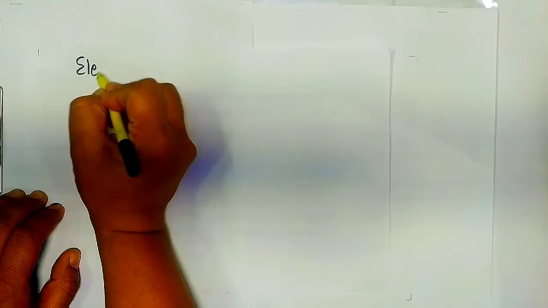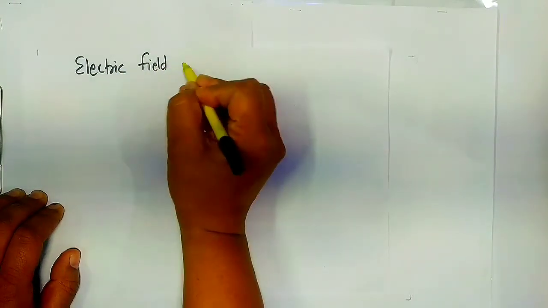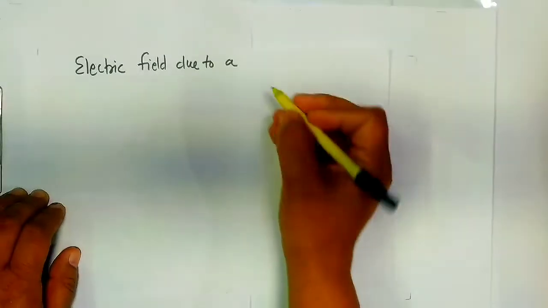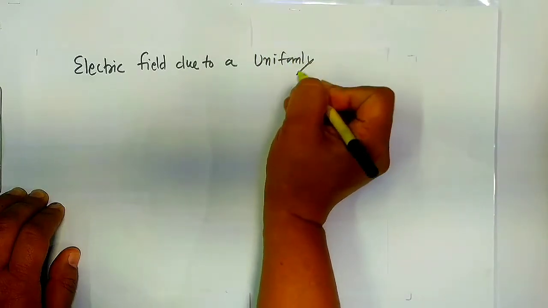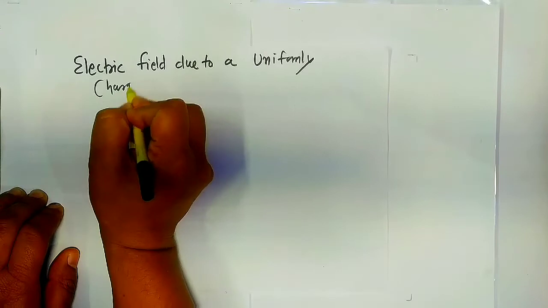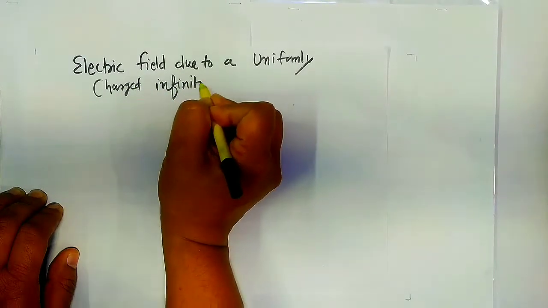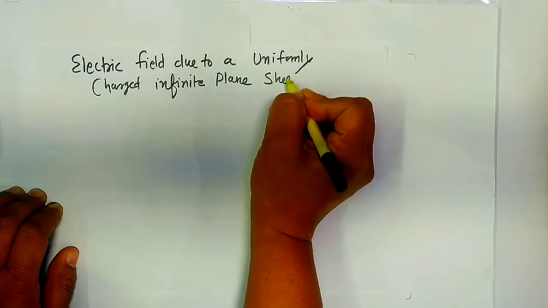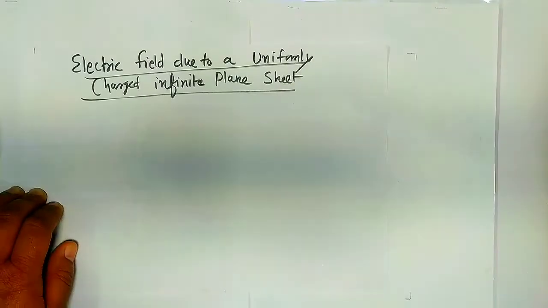So, electric field due to a uniformly charged infinite plane sheet. This is a very important application of the Gauss theorem.